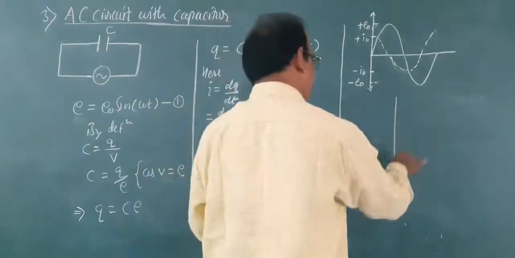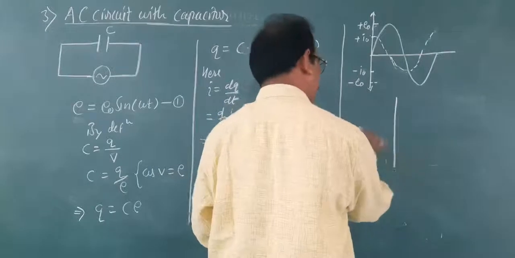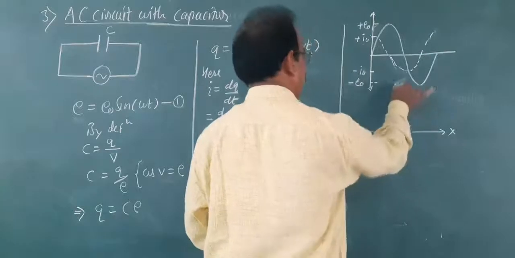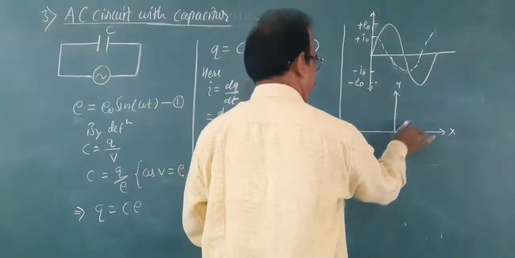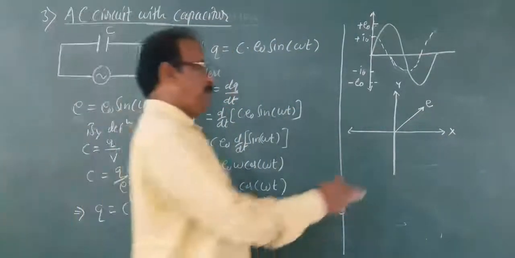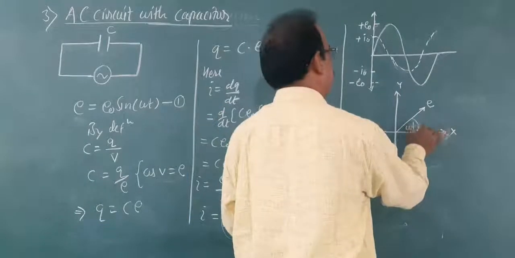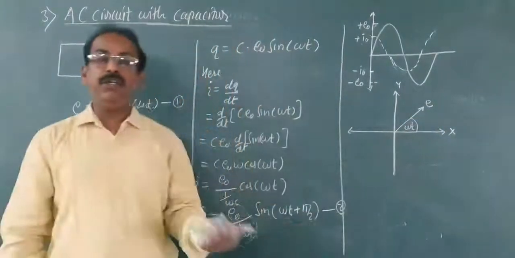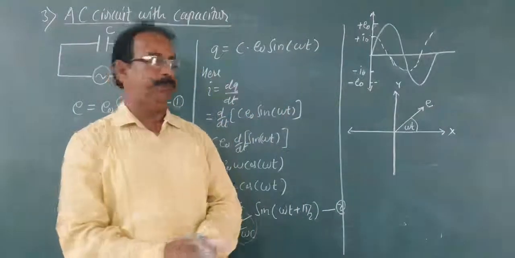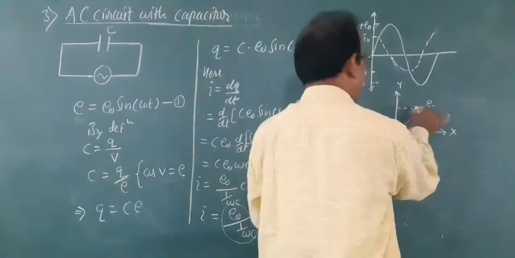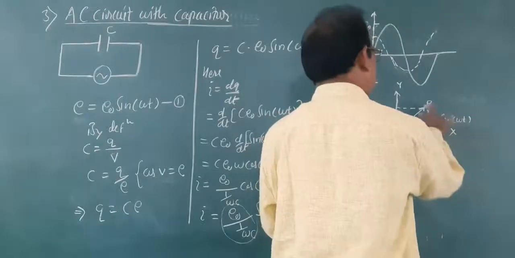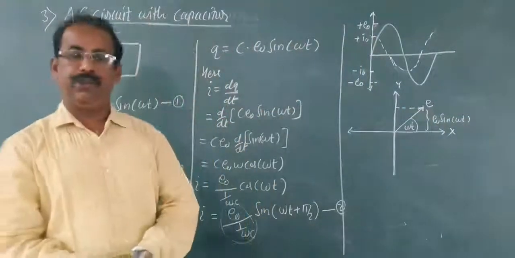The phasor diagram will come like this. This is the x-axis. This is the y-axis. This is the phasor for EMF. The phase of EMF is omega t. Peak value is E0. The magnitude of that vector is E0. The instantaneous value is E0 sine omega t. Draw a projection on the vertical axis to find the instantaneous value.